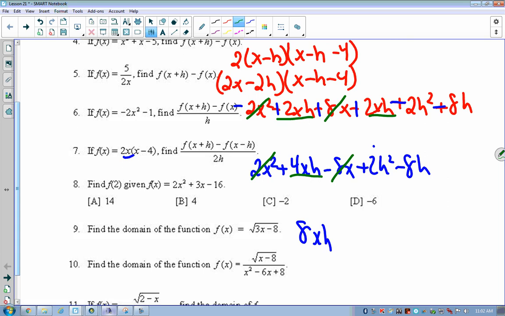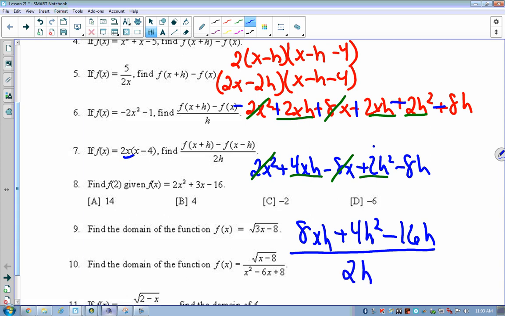I've got positive 2h squared and positive 2h squared. What's that going to give me? Positive 4h squared. All right, so we kept that, kept that. I've got negative 8h and negative 8h. Negative 16h. Okay, and I want to divide the whole thing by 2h, right?